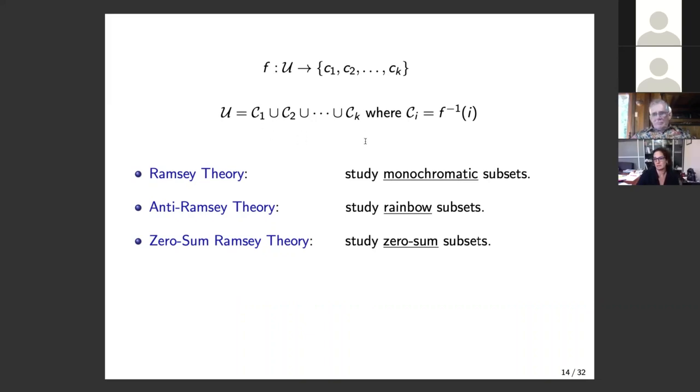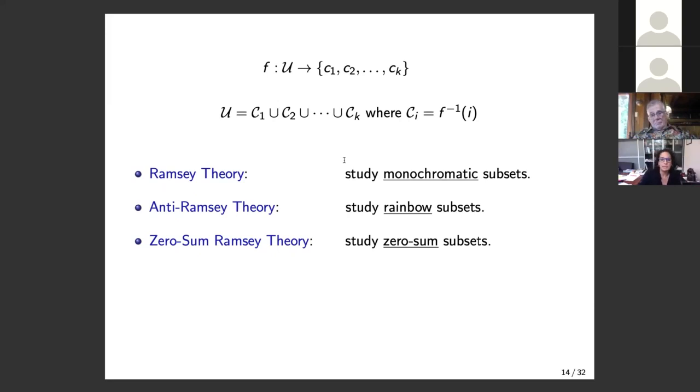You want to prove that if the universe is large enough, then you can always find your structure inside one of the color classes. In the anti-Ramsey setting, instead of looking for monochromatic subsets, you look for rainbow subsets, which are structures or subsets that are transversal to the coloring. That is, they have one element in each color class and touch all color classes. This is a very interesting setting where I have worked a lot.